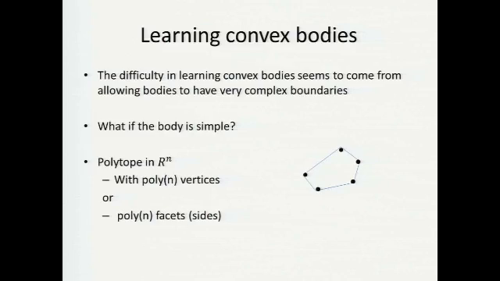So these lower bounds, they exploit the fact that there are convex bodies whose boundaries are very complex. And you have to learn that complex boundary in order to learn the body itself. And since it's complex, you have to make lots of queries. So you could ask what happens if the body is simple. Okay? So some simple bodies which intuitively seem to be simple are these. So you have a polytope in R^n with a polynomial number of vertices or a polynomial number of facets. In 2 dimensions, it's the sides. In higher dimensions, it's the n-1 dimensional face of the polytope.